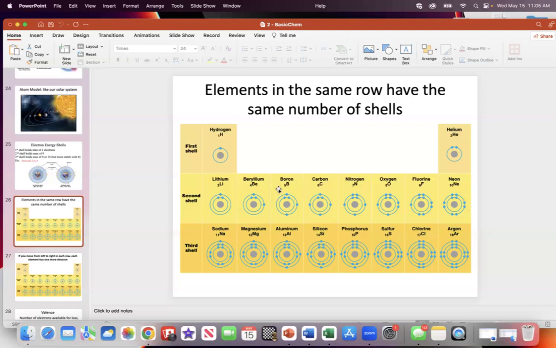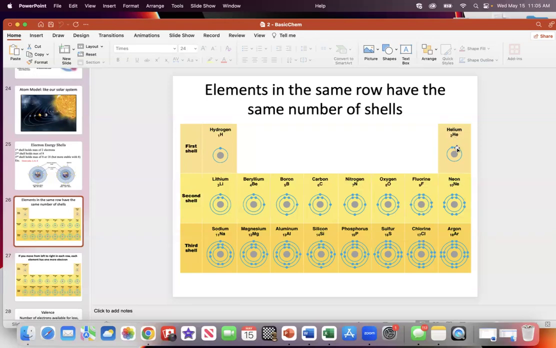In each column, the outer layer of the shell is the same, and they have the same personality. I told you electrons give them personality. That's why they put them in the same column.